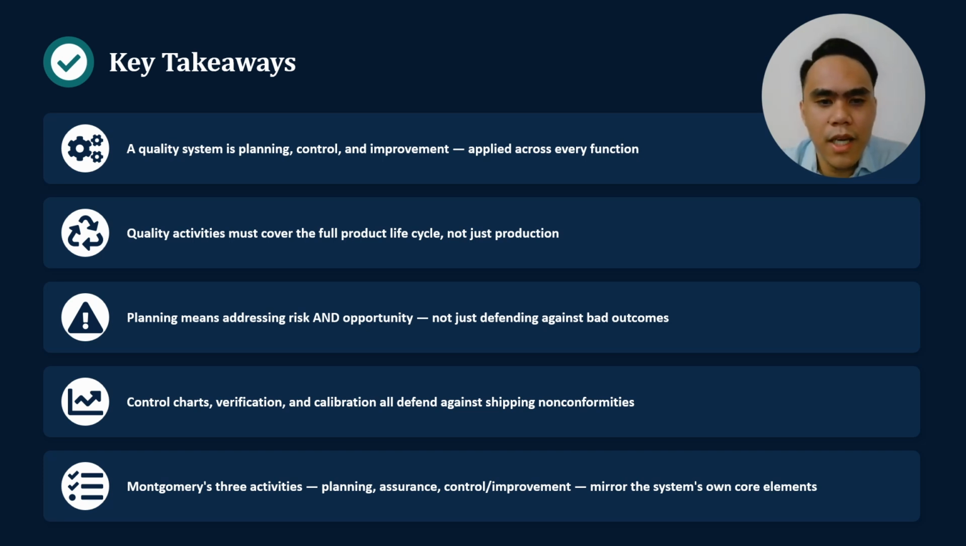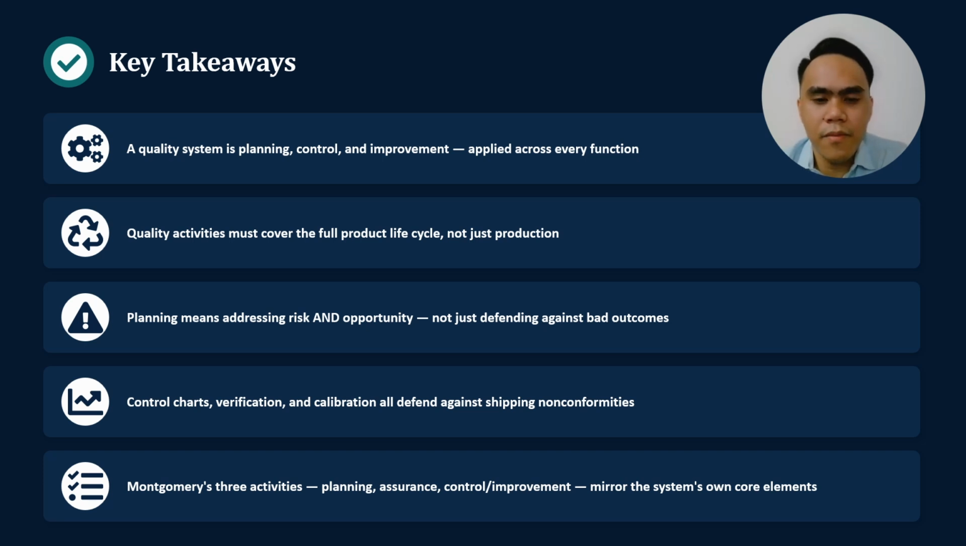Second, the quality activities must cover the full product life cycle, from marketing and research all the way to disposition or recycling at the end of life. So a system that only focuses on production ignores everything before and after it, which is also where quality can actually be won or lost.